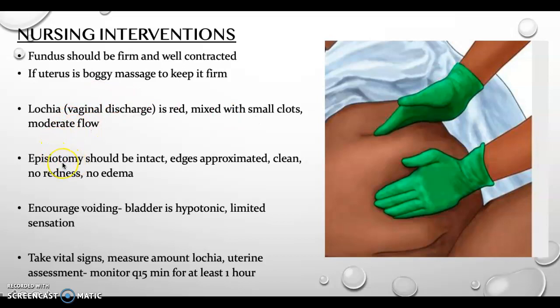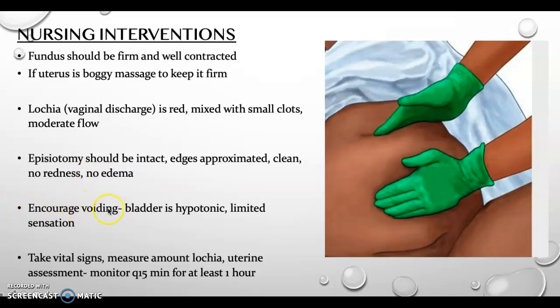If there's an episiotomy where they snip the vaginal opening to help the baby come out, you want to make sure that the edges are intact, they're approximated, and they're clean with no redness or edema. So there will be some redness due to the trauma of birth, but we don't want to see redness and edema in the incision itself. The tissue surrounding it will be. So that's something that students usually have a lot of questions about. The tissues, yes, will be red and edematous from the birthing process, but the incision should not be red.